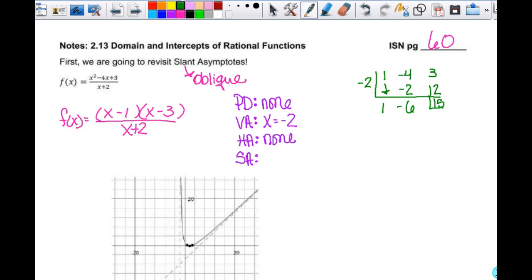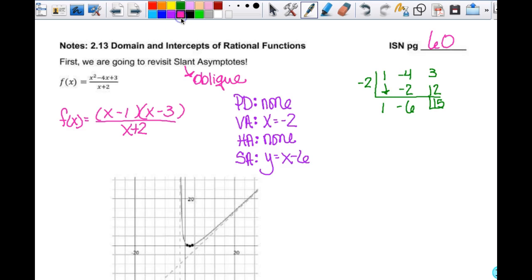And what did we do with our remainder when we got to our slant asymptote? We threw it away. Okay, so we're going to look at what it actually means. Like we're still not going to use it, but it does tell us something. So let me write this in here first. So our slant asymptote that we get is y equals x minus 6, right? And we just ignore the remainder. Would you agree with that?